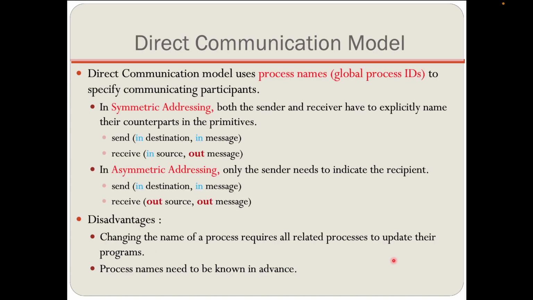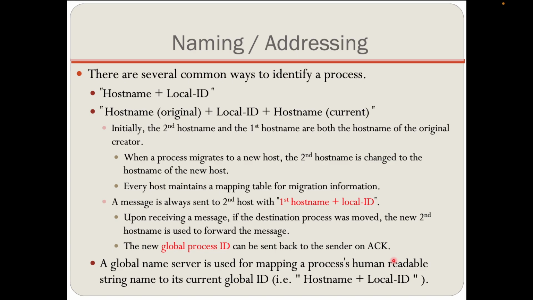So that's the most common way to globally identify a particular process for these direct communication models. In the long term, maintaining this, and making it very efficient, is not as simple as it looks, because you have an issue: how long does this migration information need to be kept in each host?